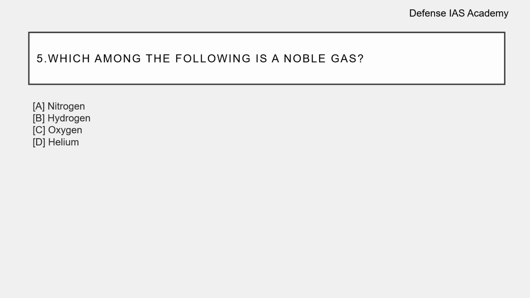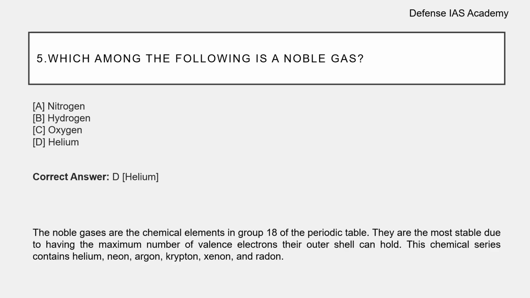electrons. Question 5. Which among the following is a noble gas? Options are option A nitrogen, option B hydrogen, option C oxygen, option D helium. The correct answer is option D helium. The noble gases are the chemical elements in group 18 of the periodic table. They are the most stable due to having the maximum number of valence electrons in their outer shell. The series contains helium, neon, argon, krypton, xenon and radon.